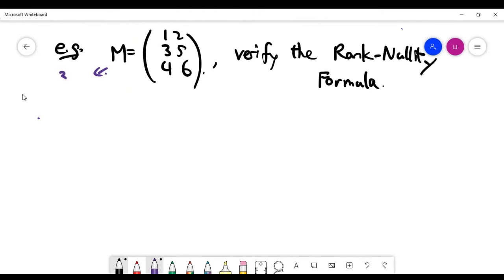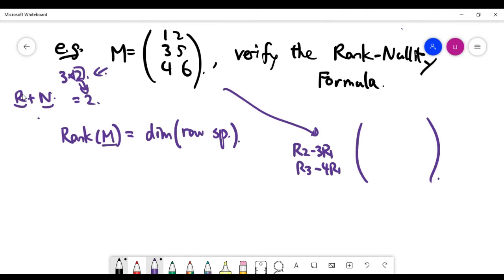So now you see I'm giving you a 3 by 2 matrix. To verify the rank-nullity formula, it basically means if you add up the rank and nullity, we expect that is the same as 2. Can you verify that? And let's find the rank first. So to look at the rank, we can look at the dimension of the row space, and we can do some row operations first to get such a matrix in the reduced form.